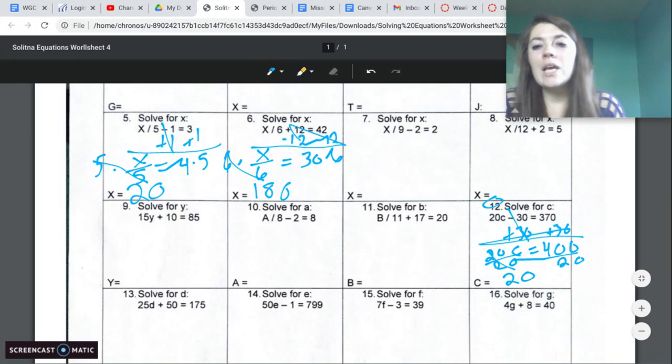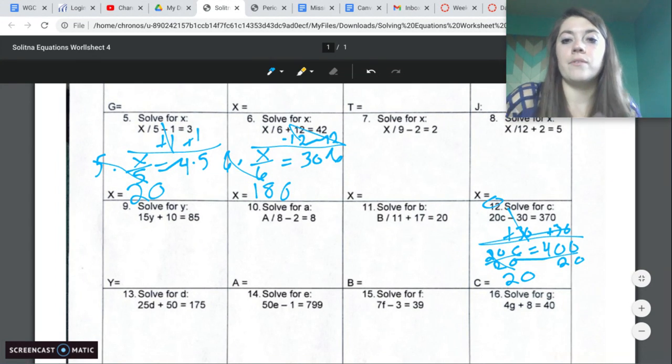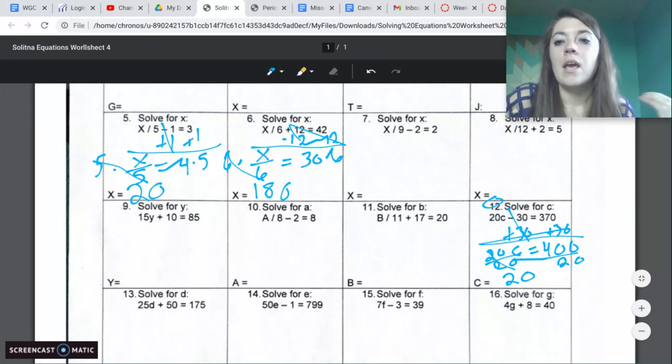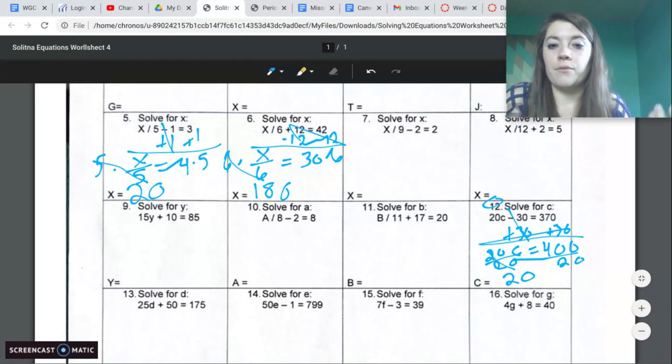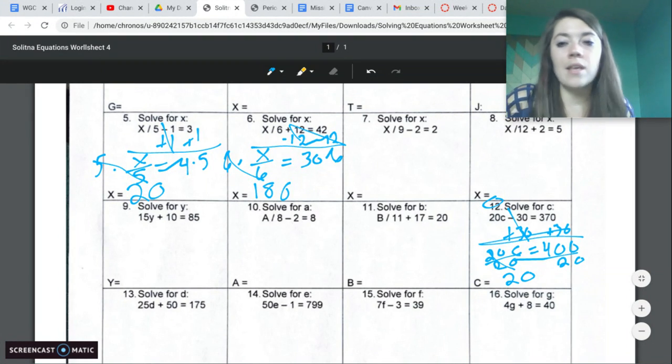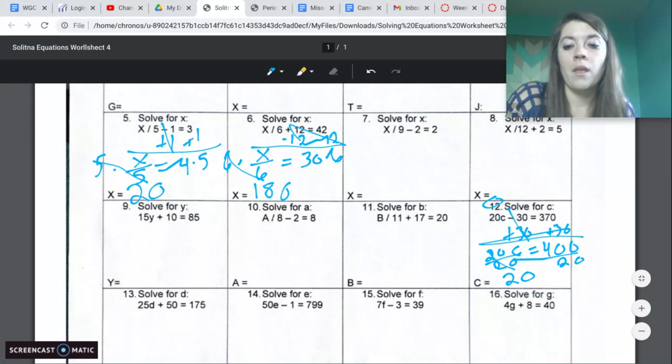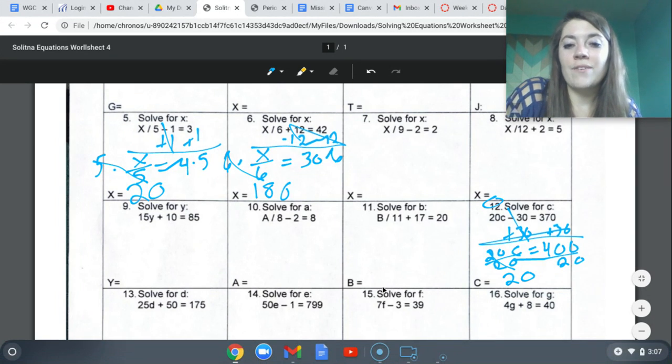That's what you guys are doing here. Once again, it's just using opposite operations to solve. If you're adding something in the original equation, you subtract it to get it to the other side. If you're dividing, you multiply. If you're multiplying, you divide. If you're adding, you subtract. It's just the opposite operations to get that variable by itself, okay?